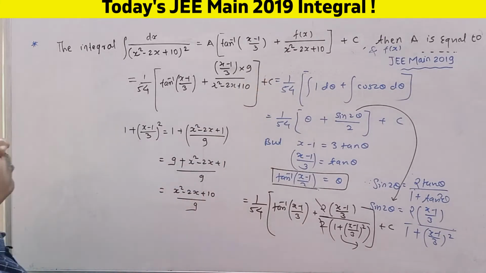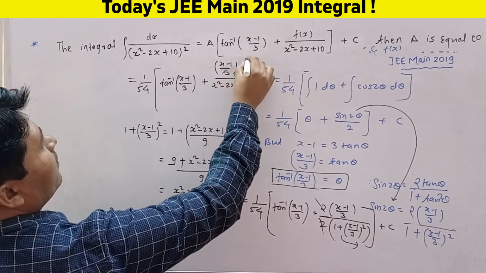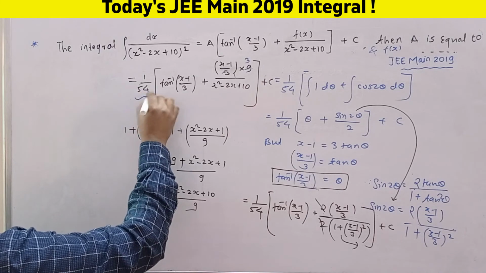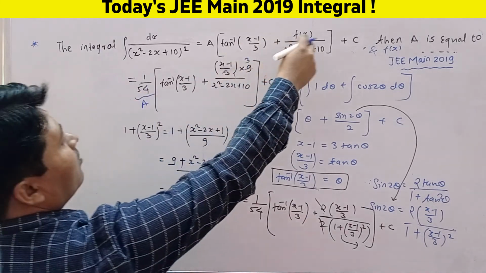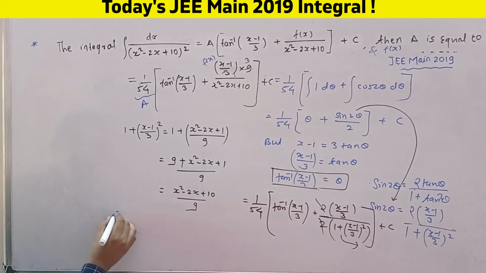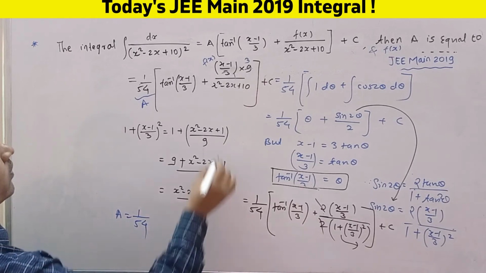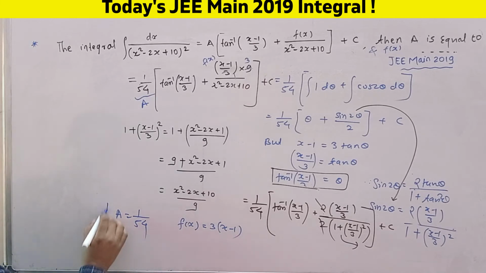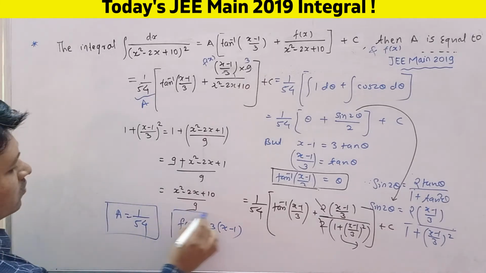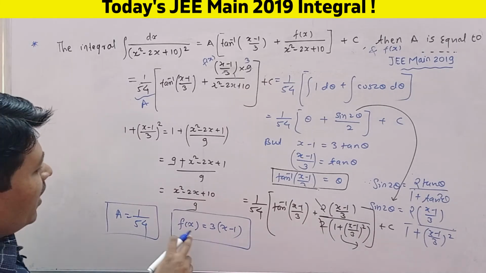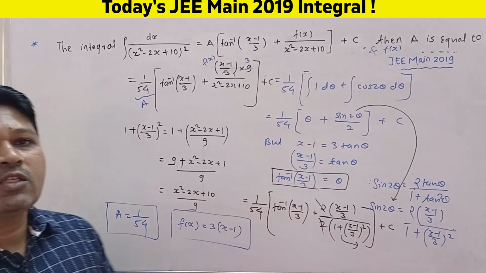Now we observe 3 into 3 is 9. We compare this solution with the given form, where a is the constant and this is the function value. Therefore a is equal to 1 upon 54, and the function f of x is equal to 3 times x minus 1. This is my final solution.